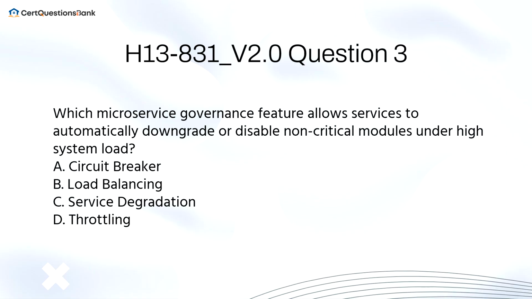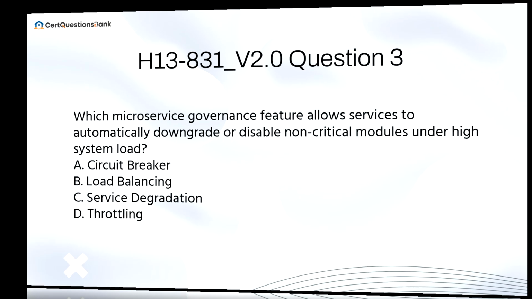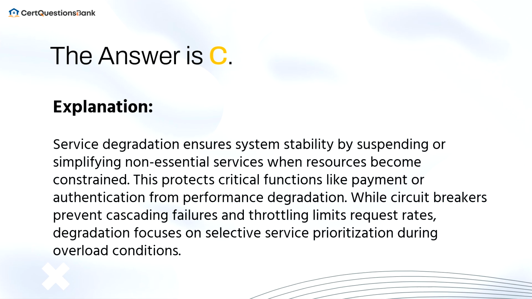Which microservice governance feature allows services to automatically downgrade or disable non-critical modules under high system load? A. Circuit breaker. B. Load balancing. C. Service degradation. D. Throttling. The answer is C.